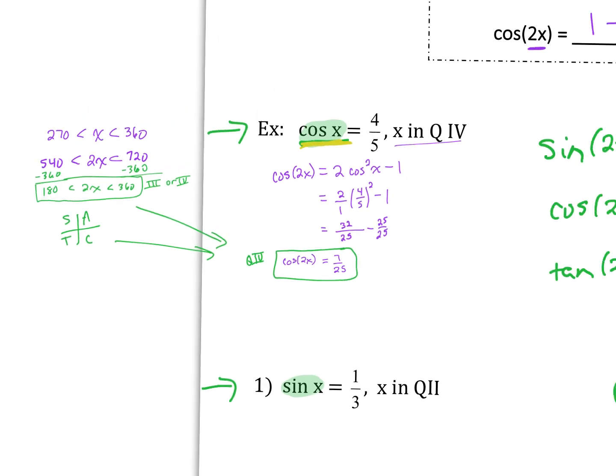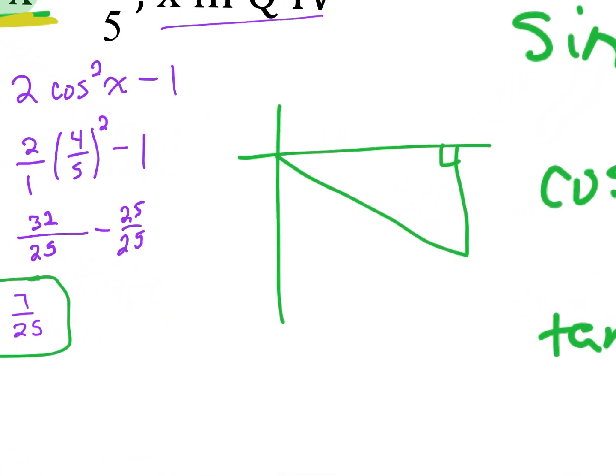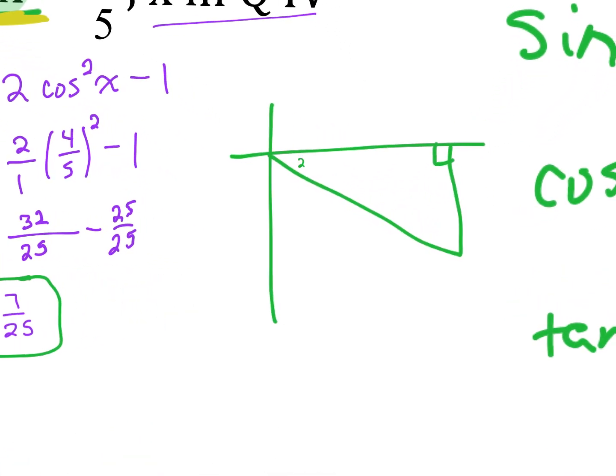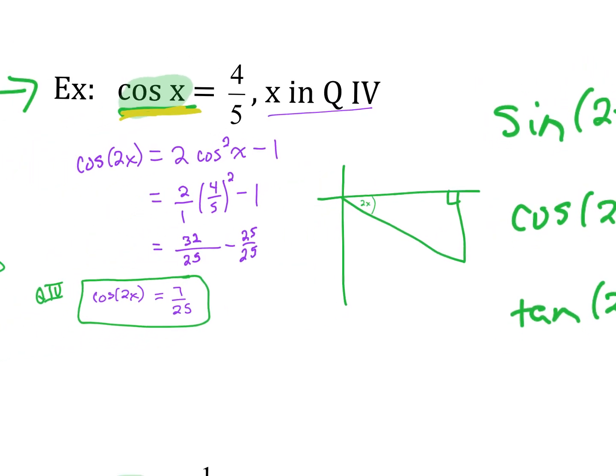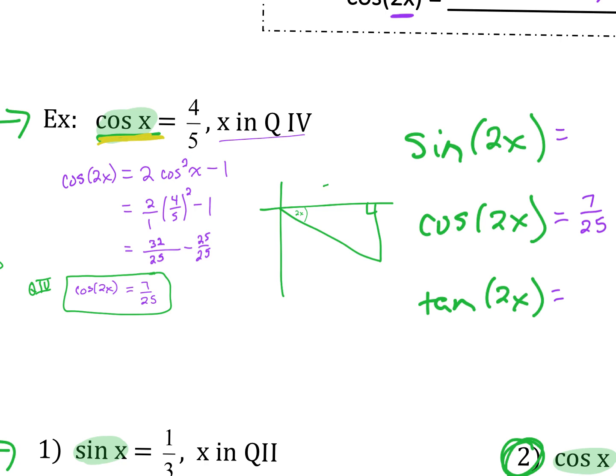So what that tells us is that we want to draw our triangle to figure out these other values. We want to draw our triangle in quadrant 4. And instead of just putting an x here, I'm going to put a 2x. Our cosine value is 7 over 25. Now the beauty of this one is that this is a triple, if you can remember your triples.